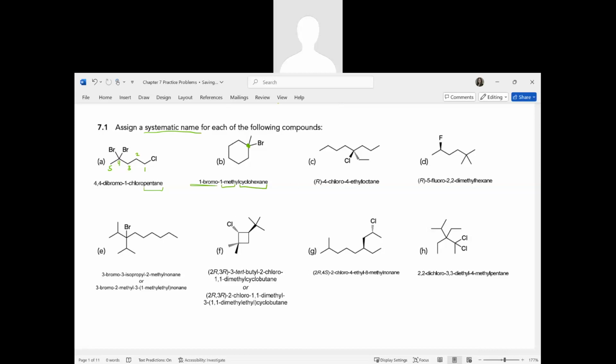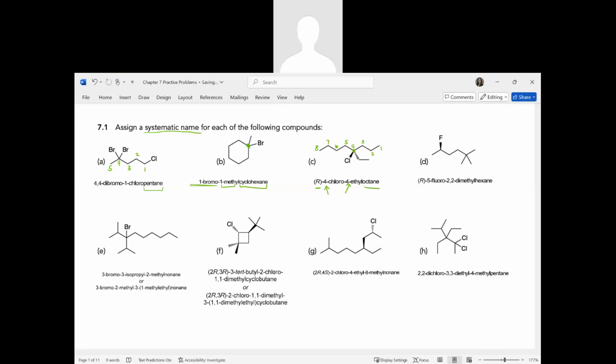For our third compound, we see our first configuration named here. So let's work through. Our longest chain here will be an 8-membered chain, so we have an octane parent. We have 2 substituents, both on carbon 4. So that's what we see here. And that is also the site of our chiral center.